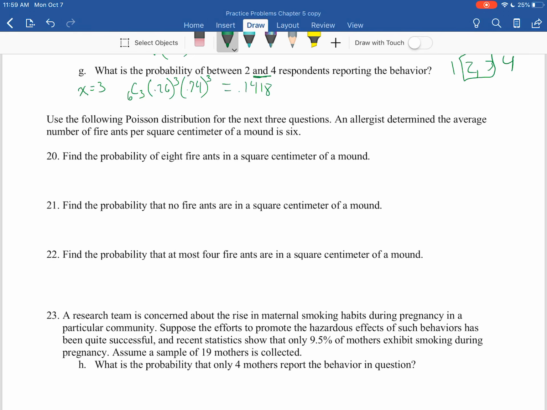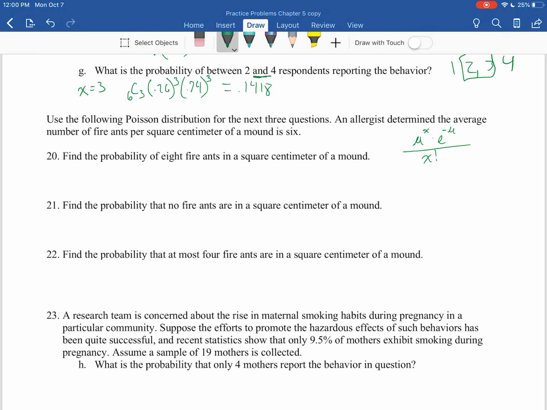When we're looking at a Poisson distribution, once again, you can do this on a calculator or by hand. If you use the calculator, it definitely makes things a little easier. For a Poisson distribution, you take the mean mu to the x power, times e to the negative mu, all over x factorial. That is our formula for a Poisson distribution.